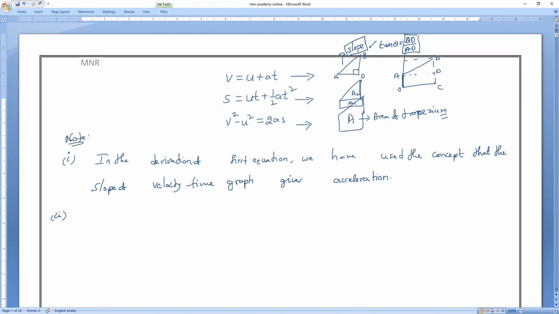Please make it. Next, second. In the derivation of the second and third equations of motion, what did we use? Both commonly we used something. Area of a what? Area of a triangle and area of a rectangle. For the second, area of a triangle plus area of a rectangle. And for the third equation, entirely the area of a trapezium. Yes or no? That's all.